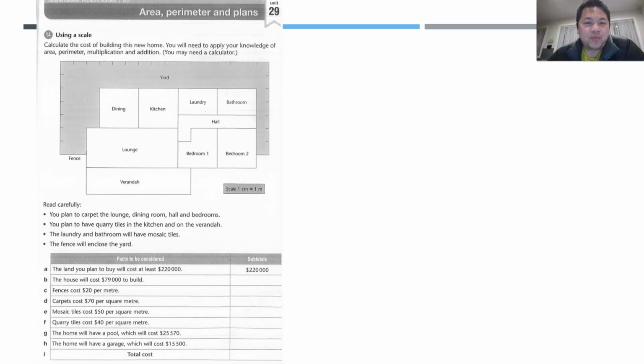This is a very good problem-solving question. Basically, you are required to find out the total cost of building a house to your liking. I'm going to focus a little on the carpet making, which is part D. We know that the carpet costs $70 per square meter, and we are required to carpet the lounge, dining room, hall, and the bedrooms.